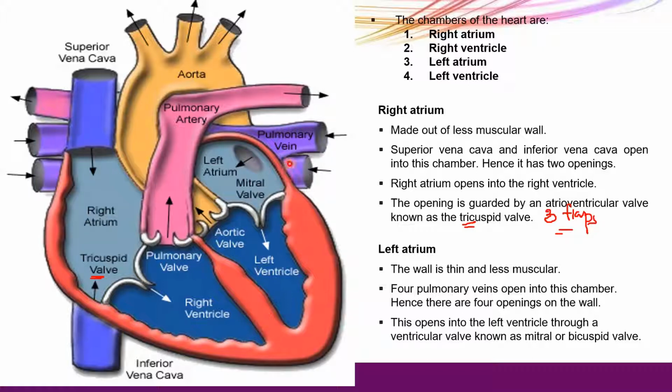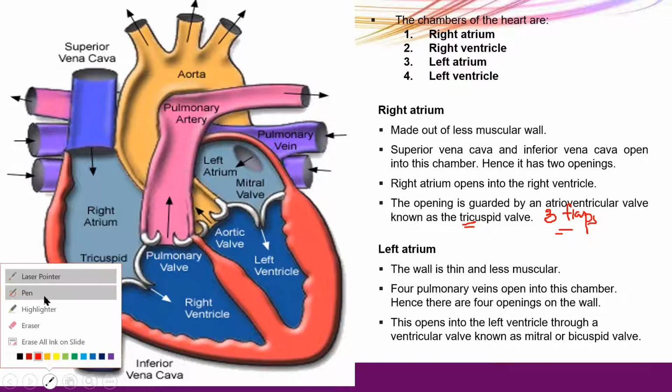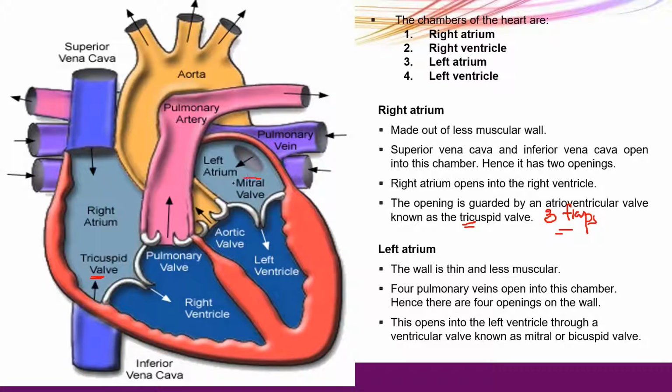Then you can see this left atrium opens into the left ventricle. Here is the left ventricle. This valve is known as the left atrioventricular valve or bicuspid valve, right? It is also known as the mitral valve. So there are all these different names for it. Bicuspid means it has 2 flaps.